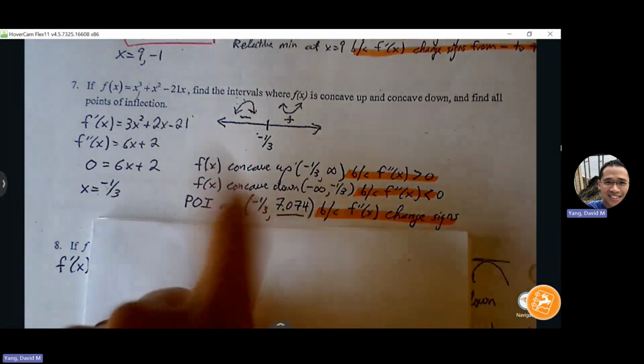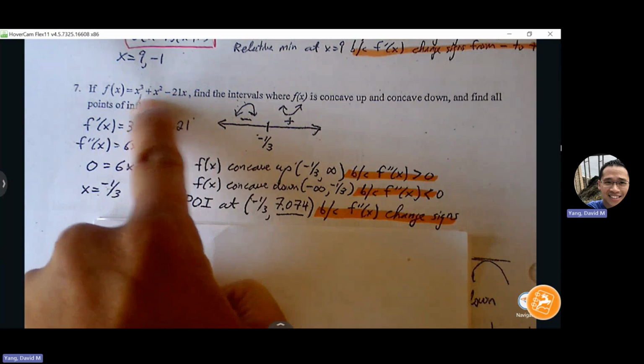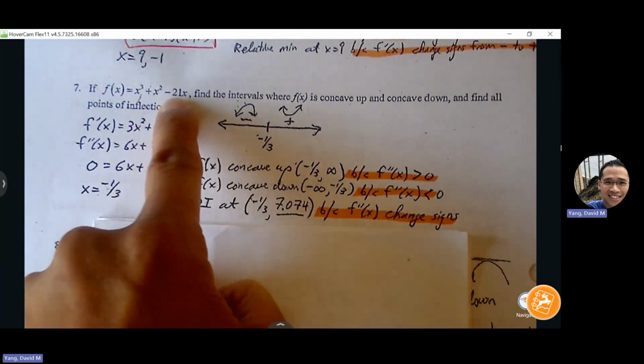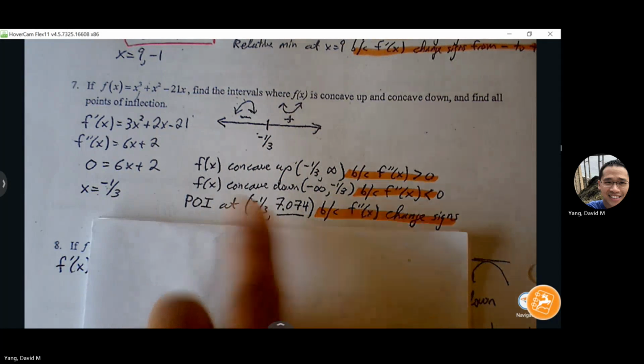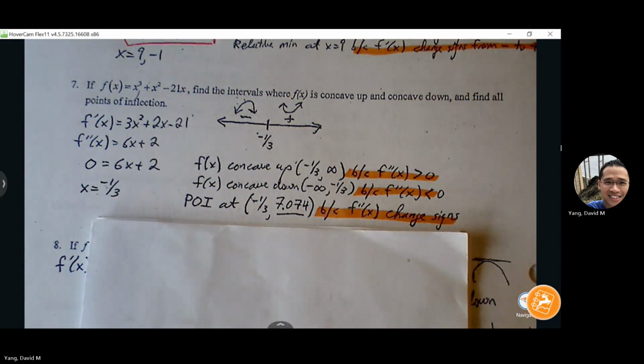I inserted the -1/3 back into the original equation. Plug that in the calculator, whatever y value you get in return, that's your y value for that ordered pair. You said f of x is for location, f prime of x is for slope, and what is f double prime? Concavity. You got it. Curvature.